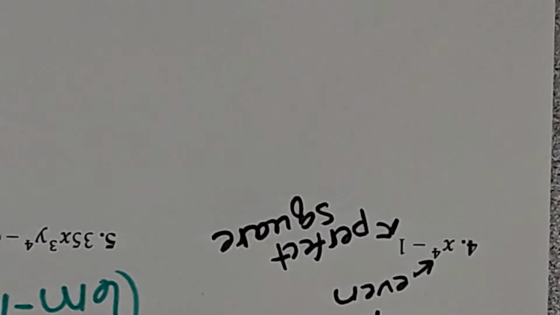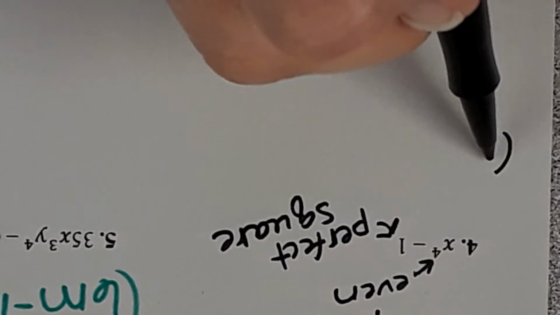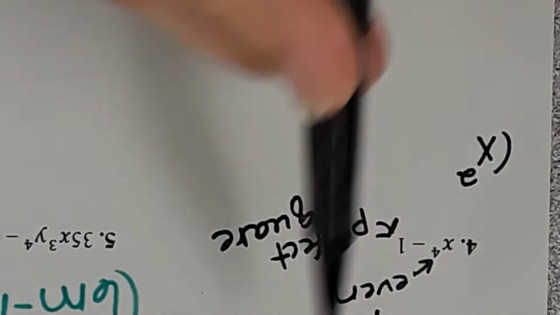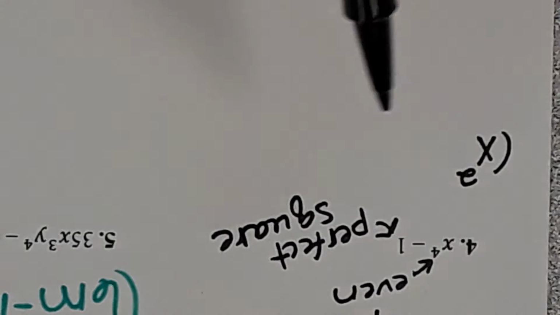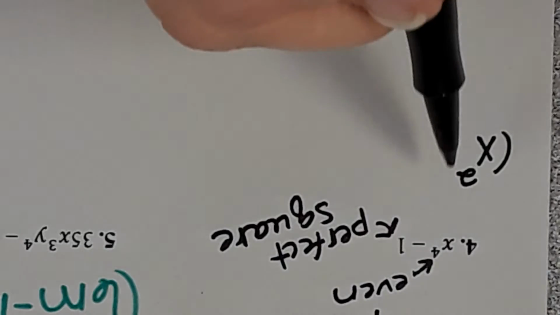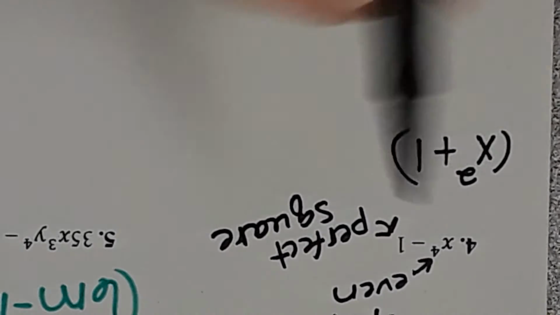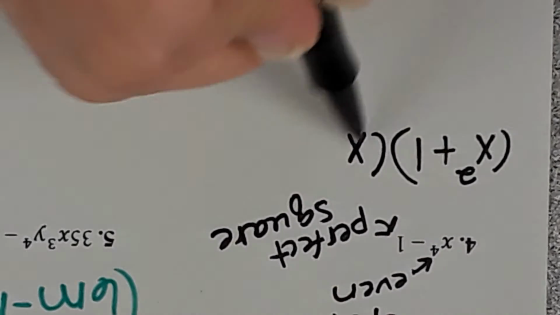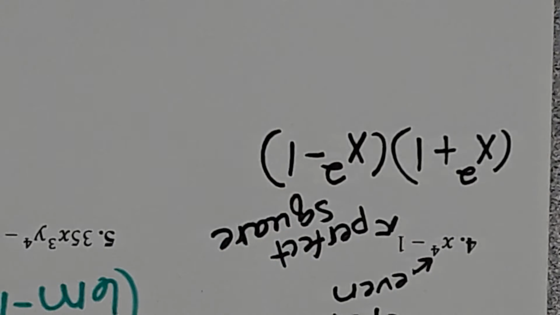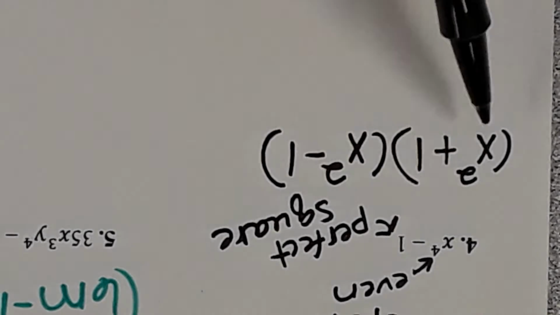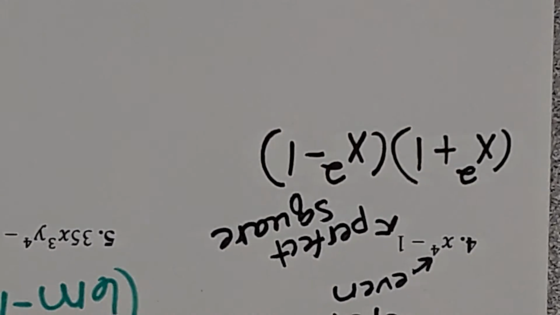So what is half of 4? This is why you need an even exponent. What's half of 4? 2. So I'm going to have x squared. And then what's the square root of 1? In a difference of squares, you're going to have a positive and a negative. That's what makes it a difference of squares. So x to the 4th minus 1 factors out to x squared plus 1 times x squared minus 1.